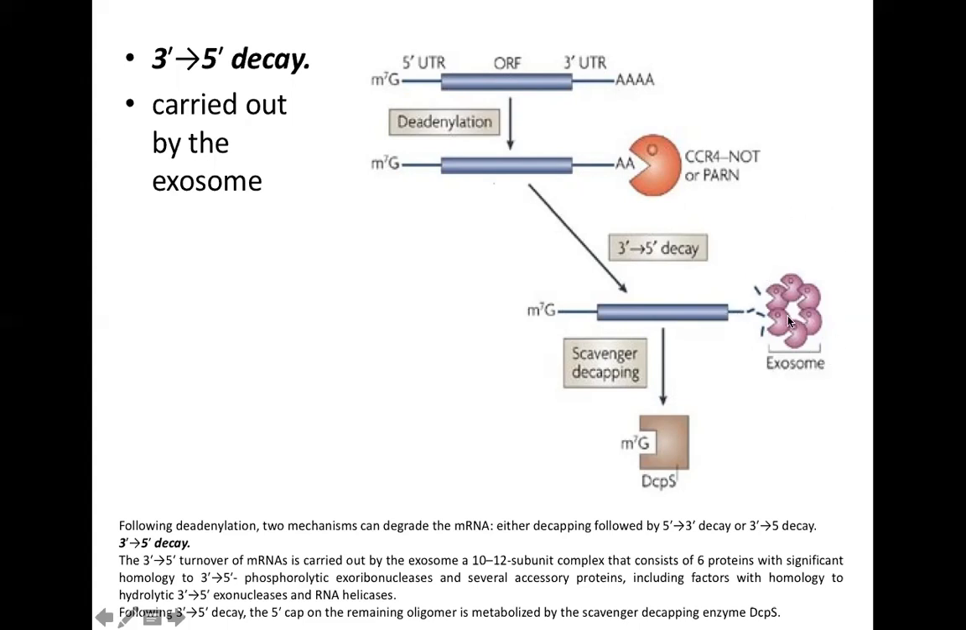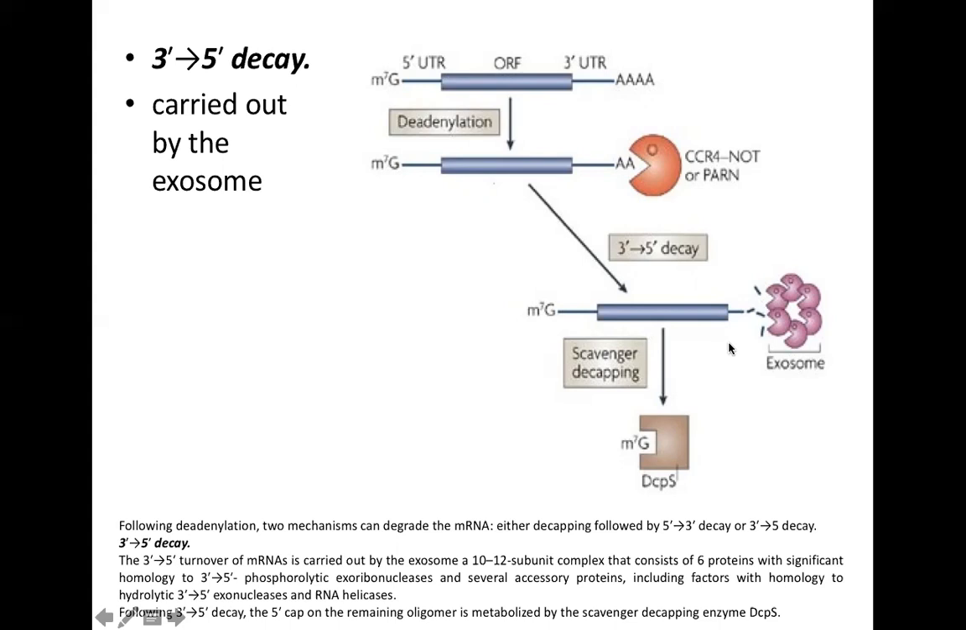So all of them are basically exonucleases or helicases, meaning they have the potential to destroy the mRNA molecule, but they work at the 3' end, and they work in the form of a complex. This entire complex of different proteins we call an exosome. So 3' to 5' degradation is carried out by the exosome.